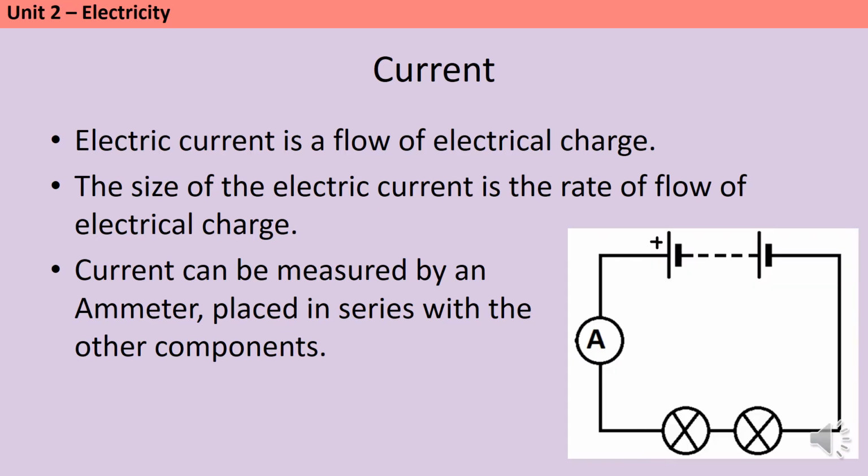When you use an ammeter, it needs to be placed in series with the other components. In other words, it needs to be part of the same circuit. That ammeter measures the speed of charged particles as they travel around the circuit.